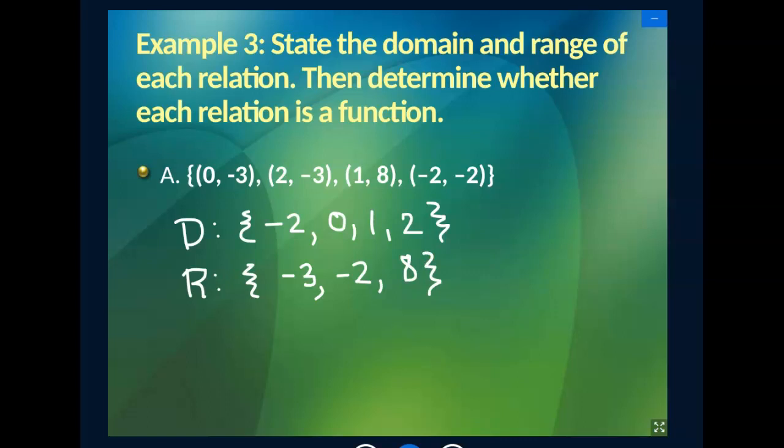And then, is this a function? Well, the definition of a function is for every x, there is only one y. So what you need to do is look at your original function and say, do any x values repeat? Do any of the x's repeat in this problem? No. What does repeat? Y. A y value repeating means that it is not onto, but it does not mean it's not a function. So is this a function? Yes.